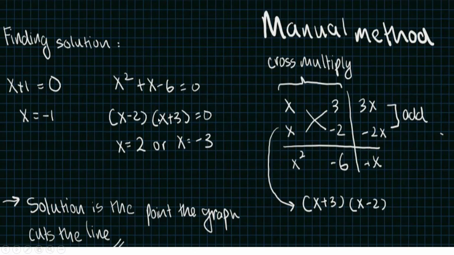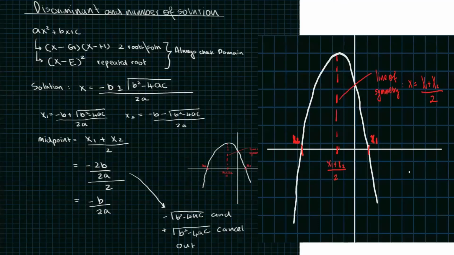Now these terms have basically been factorized. This can be solved. So x minus 2 equals 0, you just bring the negative 2 across and you get x equals 2. You bring the plus 3 across, you get minus 3. Like I said, a solution is the point the graph cuts the x-axis. It's not supposed to be a line. That was a mistake on my part.